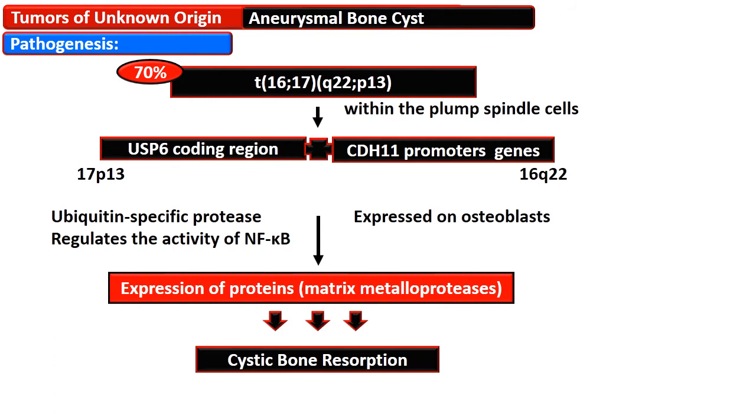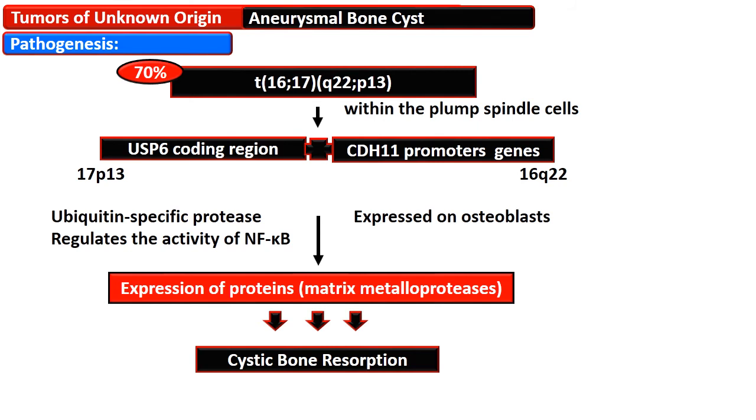Besides this fusion of USP6 with cadherin 11, there are other genes which fuse with the USP6 coding region. These are ZNF9, that is zinc finger 9, the collagen 1A1 gene, TRAP150, that is thyroid receptor associated protein 150, and the OMD osteomodulin gene. All these result in the development of the aneurysmal bone cyst.